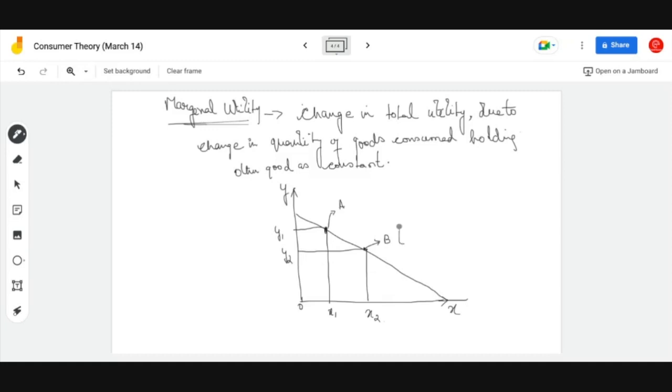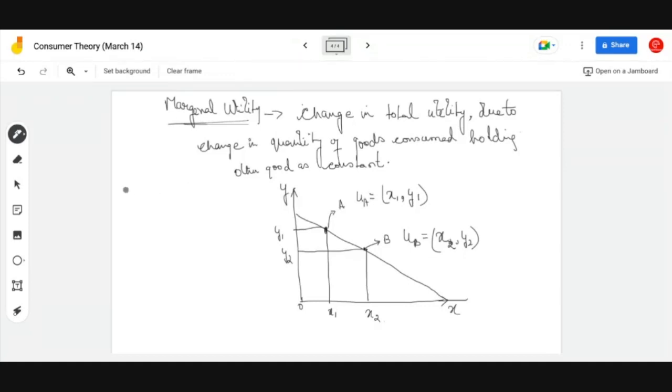So consumption at point B will be, or you can say UB is equal to how much? X2 comma Y2. This is what we are consuming at point B of the two goods. And what is the utility at UA? At UA, what are the consumption points? X1 comma Y1. Yes or no?